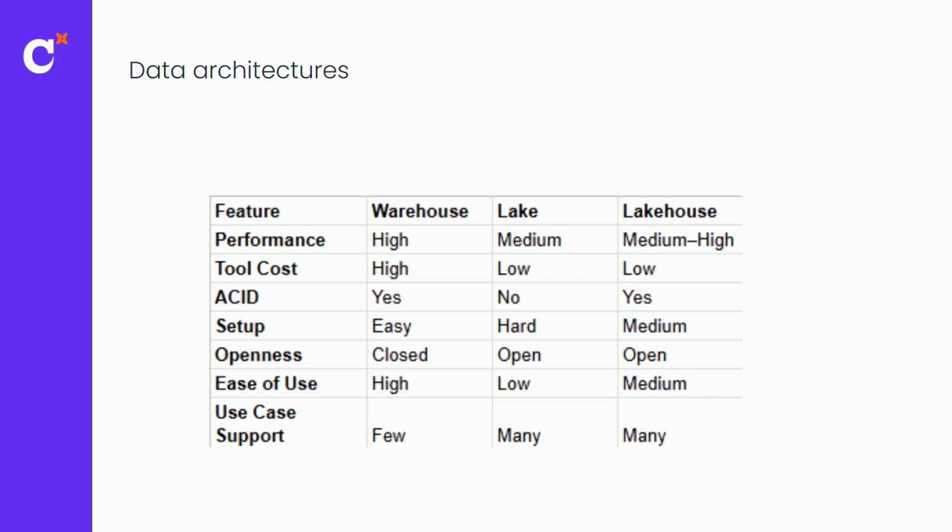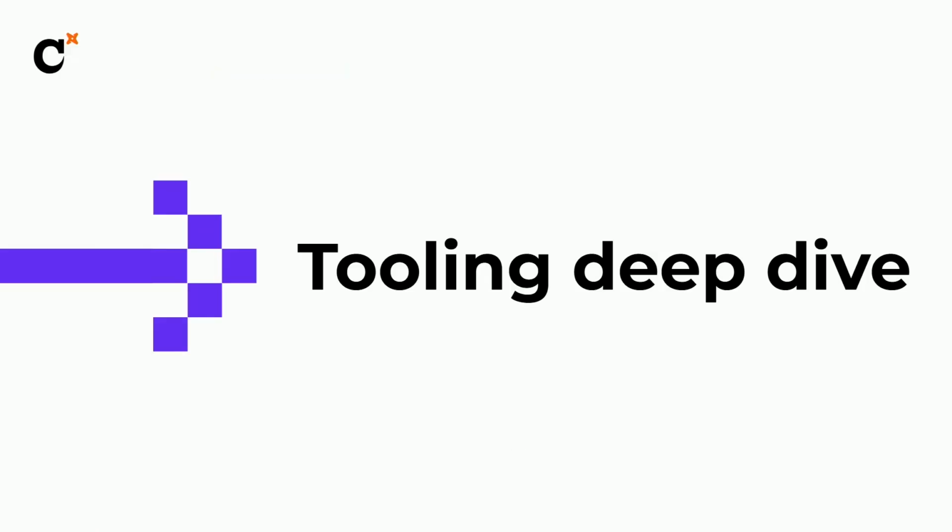So here's a quick comparison highlighting some of the differences between these architectures. I won't go too deep into a comparison of the options, but ultimately we chose a lakehouse approach because it was scalable, performant, and open. So having given a broad overview of our architecture and tooling, I want to dive into some of the specific tools that are at the heart of the new data platform.